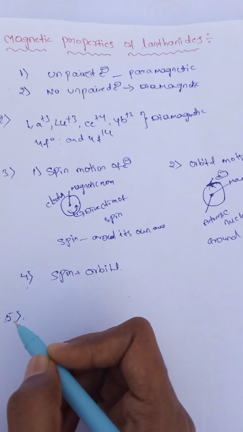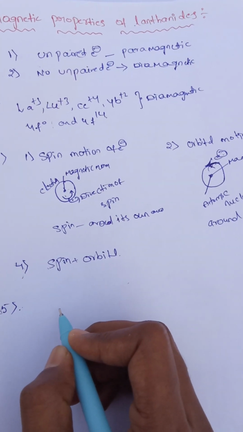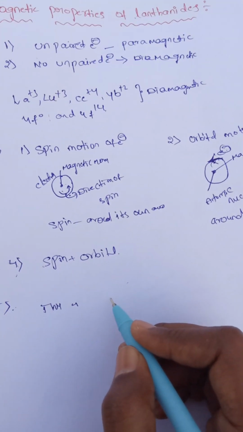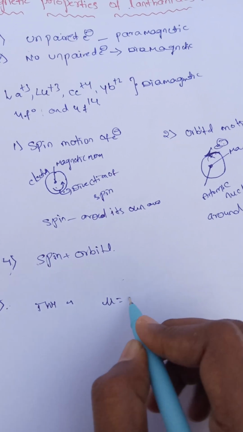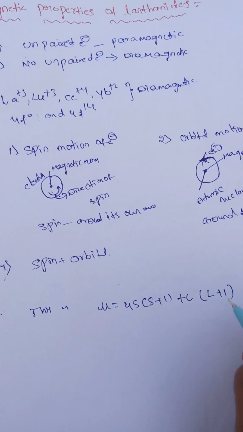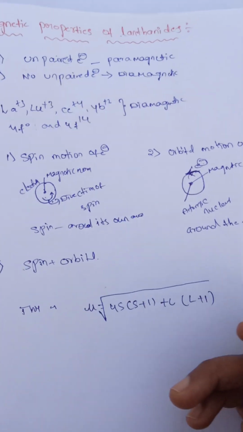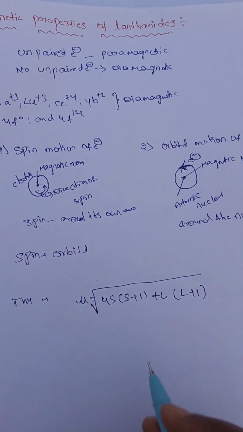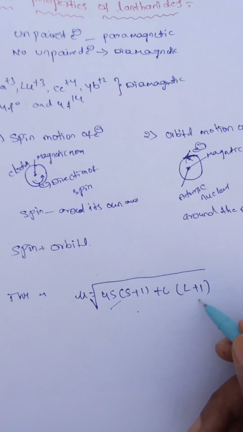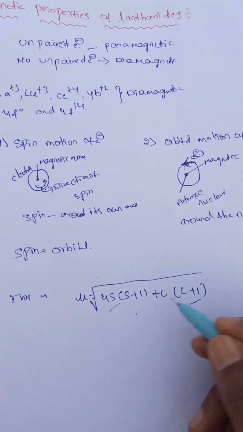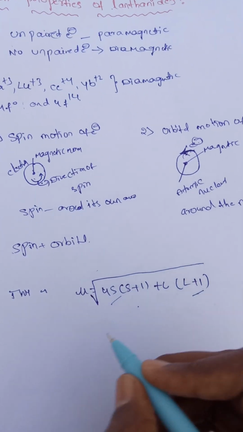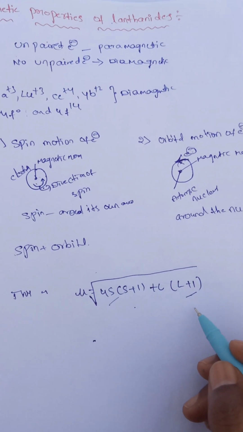The fifth point is, this can be calculated with the expression mu is equal to root of 4S(S+1) plus L(L+1). So now we have to calculate the magnetic properties of lanthanides using 4S(S+1) and L(L+1), where S means spin and L means orbital motion. So we have to consider both the spin and orbital motion. Here S is the resultant spin quantum number and L is the resultant orbital quantum number.